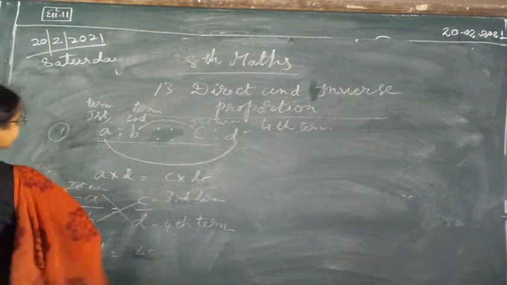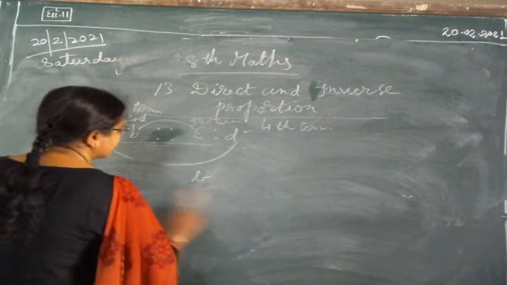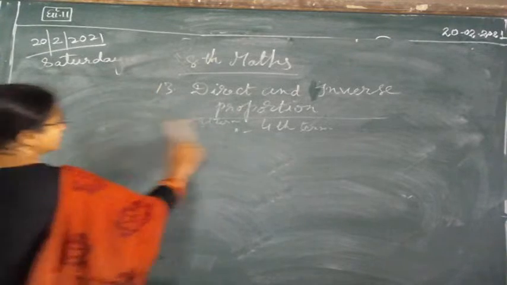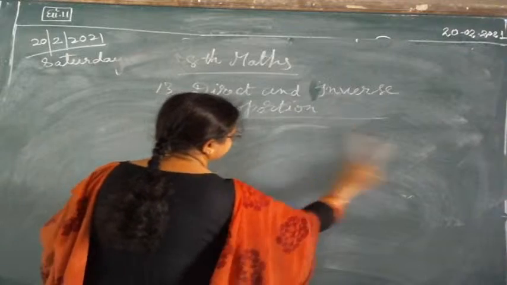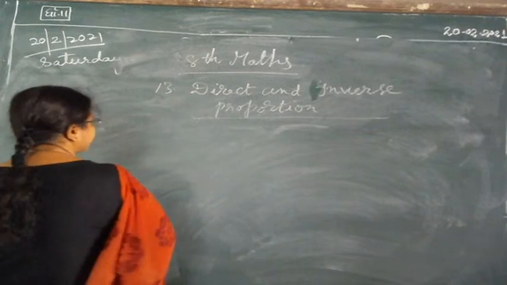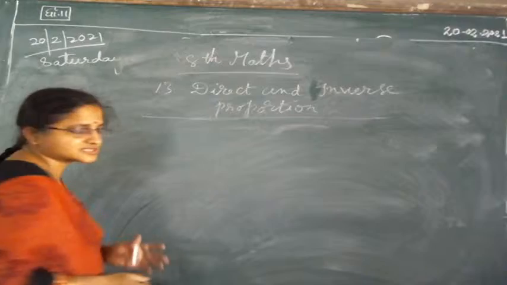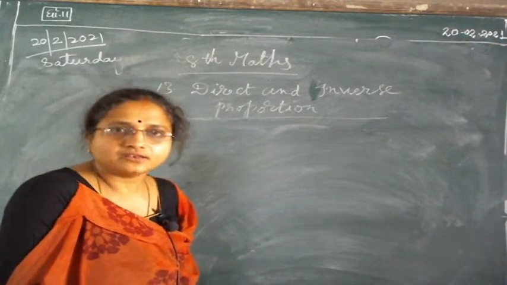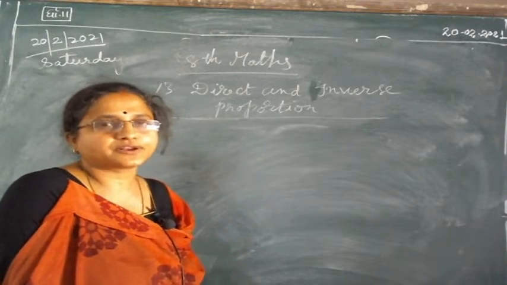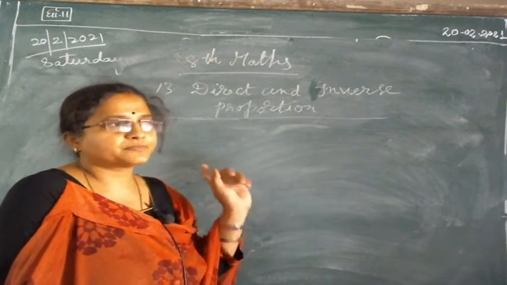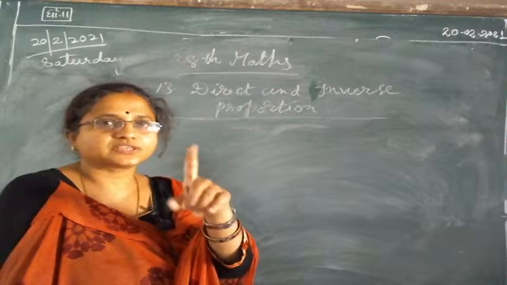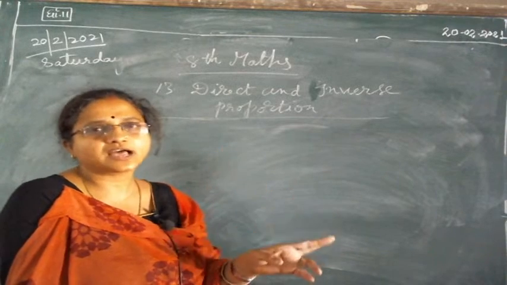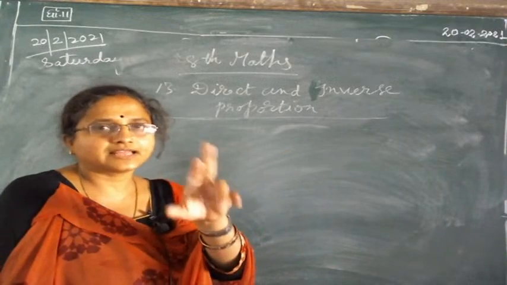Understand or not? So, it means if we have taken two ratios and they are equal, then we can say they are in proportion. In a proportion, the product of the first term and the fourth term is always equal to the product of the second term and the third term.